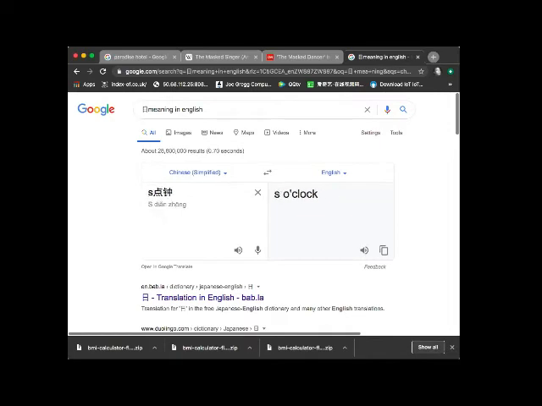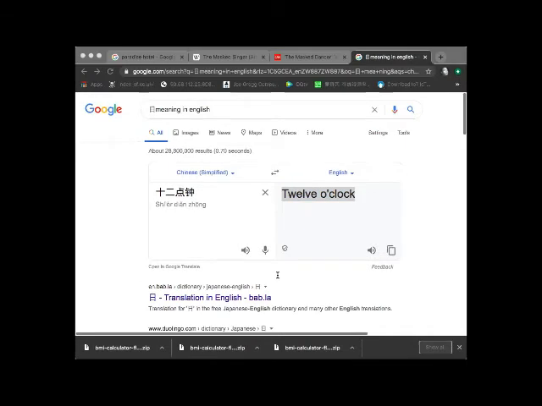12点钟. Yes. You see the translation? 12点钟. That's 12 o'clock, right? Okay. And then when we come to months, before we finish up on this one, let's also touch on months.